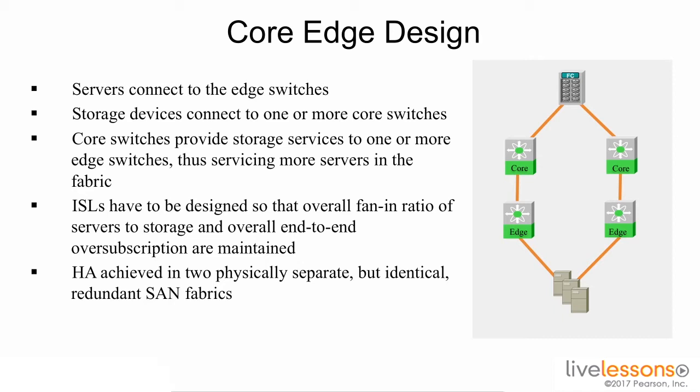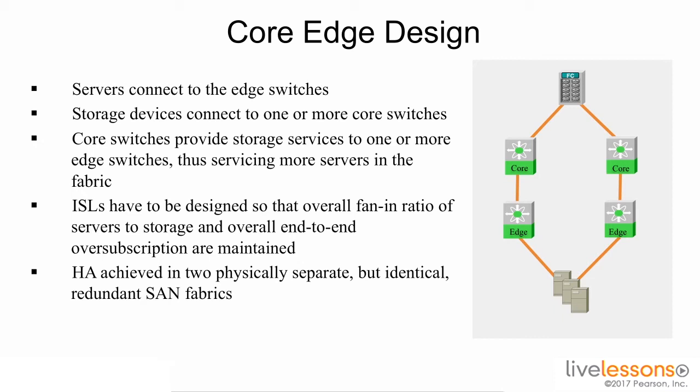If a couple servers can't get to my data, that might not be as big of a deal as if all of my servers can't get to my data. I normally use less expensive edge switches to scale out to the number of servers that I need, and I use the more expensive core switches to provide the higher availability for my storage.